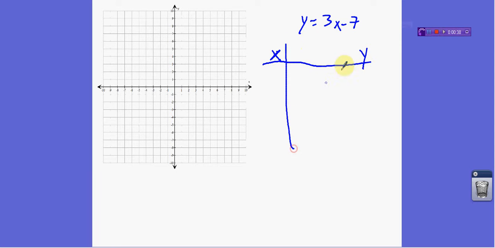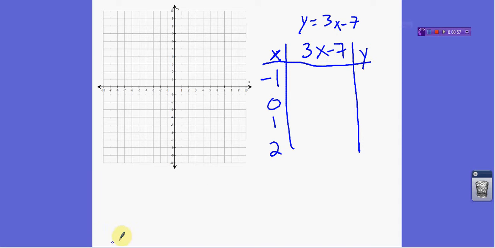and then in the middle of my table I'm going to put what y is equal to, which is 3x minus 7. Okay, now I don't have a fraction, so my x column is going to be -1, 0, 1, and 2, just like that.